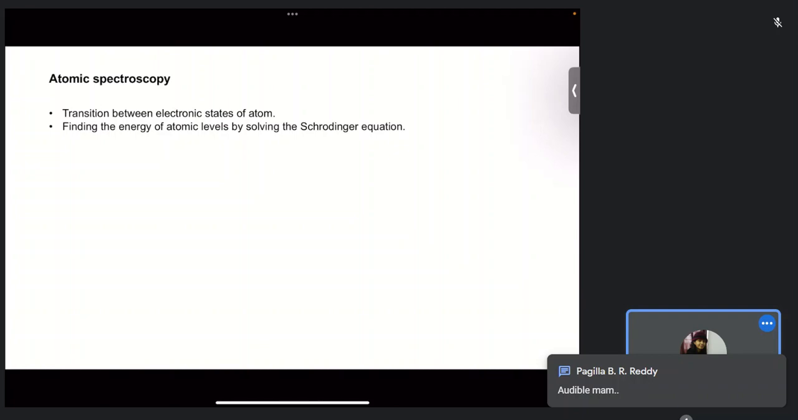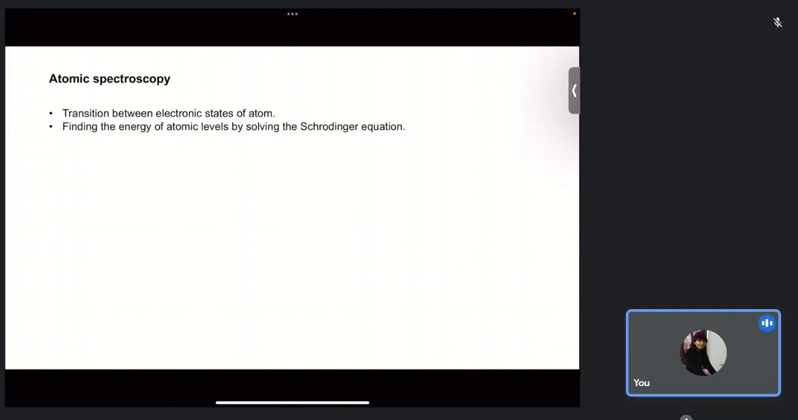So this week, the course was dealing with atomic spectroscopy, which deals with the transition between electronic states of atoms. In the lecture, we found the energy of atomic levels by solving the Schrodinger equation.